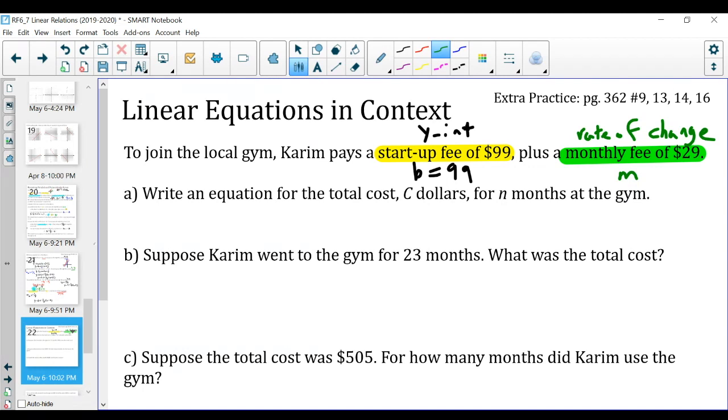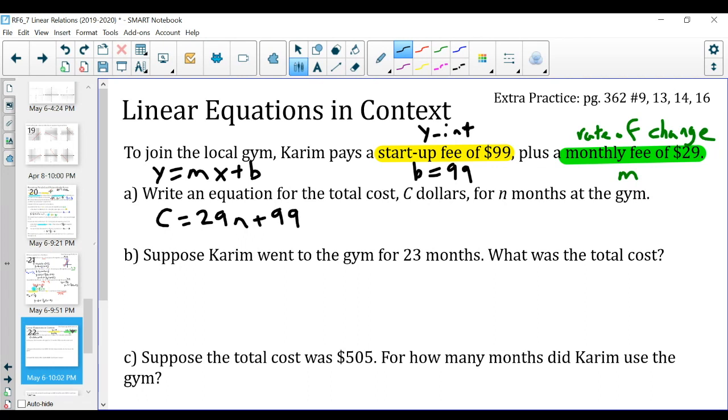So we're going to write an equation for the total cost, C dollars, for n months at the gym. We're going to model y is equal to mx plus b, but we're going to change things up a little bit. We know that our y is really just going to be our cost now, so we can say that C is equal to m, and we know that m was equal to 29. Instead of x, we're going to have n, plus your $99.